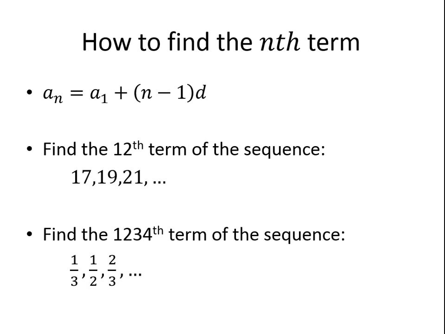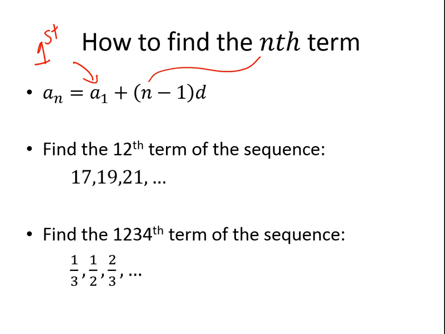So that's why we have a formula, because the formula makes it a lot easier. So a sub n, so whatever number you want to find, you end up just taking the first number. So this right here is the first number in your sequence. n is the nth term you want to find, and d is your common difference.